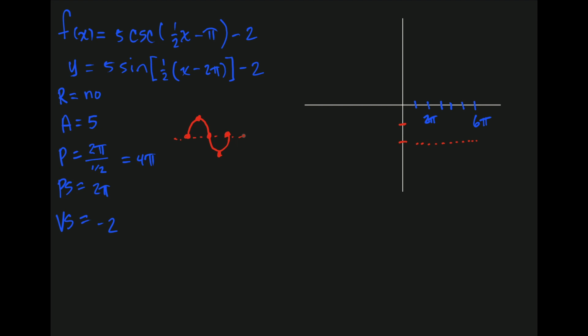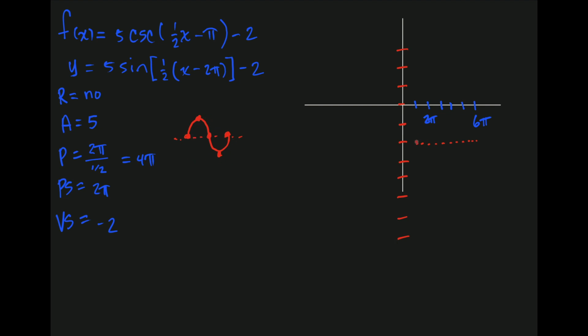Okay, next we need to graph our key points. Now we need to keep in mind that our amplitude here is pretty big. It's 5, so we need to go up and down 5 from that center line. So there's 2, 3, 4, 5. It's going to be a little bit stretched out. 1, 2, 3, 4, 5. Okay, now there is no reflection, so our key points will be just as we see them here.